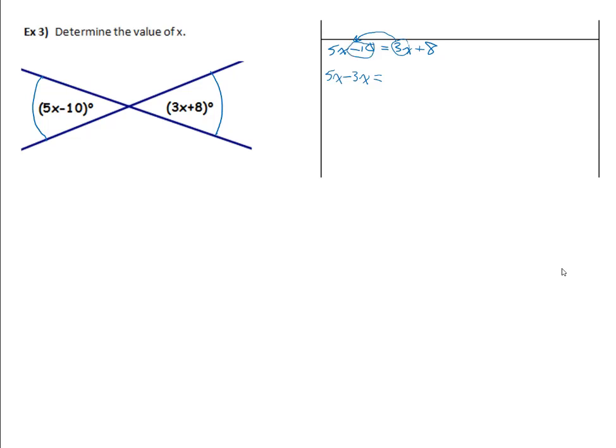Then I have to move this negative 10 over here. So I have positive 8 still. And then negative 10 goes over, becomes positive, so we add 10 to it. Now we just do our simple addition and subtraction. We end up with 5x minus 3x is 2x, and it equals 18. To get rid of the 2, we have to divide both sides by 2. X equals 9. Done. And the theorem that we used was opposite angle theorem, because it's on the opposite side. OAT for short, OAT.